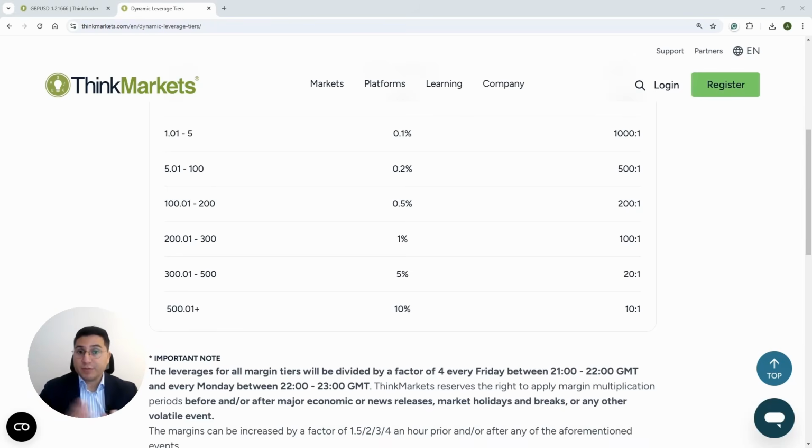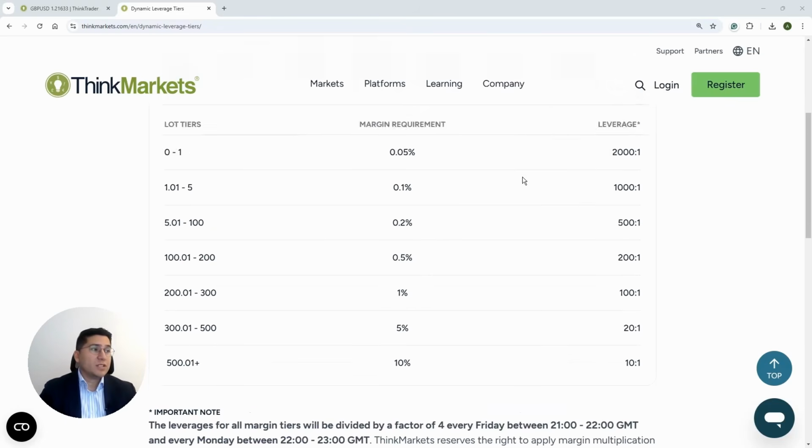Another question is, do we have swap-free accounts? Yes, we do, and we do have this for ThinkTrader. If you wanted to test this on a demo account, will it be available? Yes, it will. And another very typical question is, will there be any other changes? No, no changes at all. So spreads and products and the different markets that we're offering are still there. It's just that the leverage has changed.